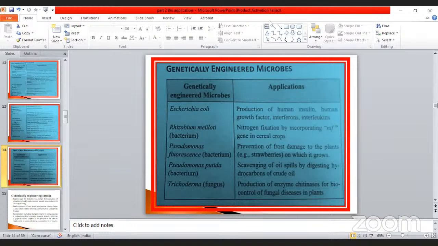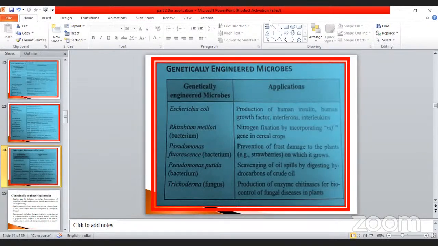Next one is Trichoderma fungus. Already we discussed it. Trichoderma fungus: production of the enzyme chitinase for biocontrol of fungal disease in plants. That is very, very important. Because why? Production of the enzyme chitinase, because the fungus cell wall is made up of chitin. Already discussed it. It acts only with the chitinase enzyme. Only the chitinase enzyme can split the molecules of the fungus cell wall made up of chitin.